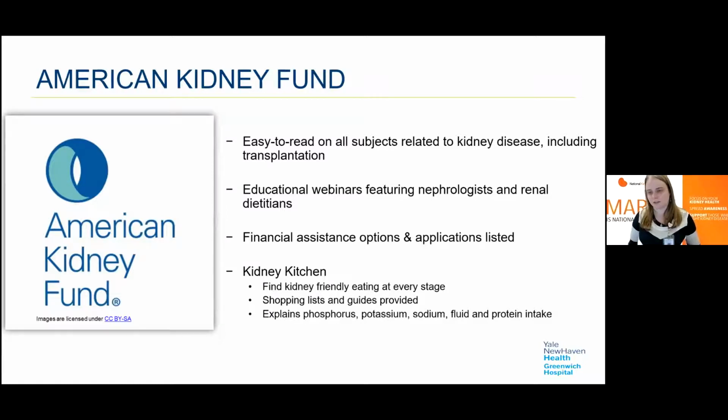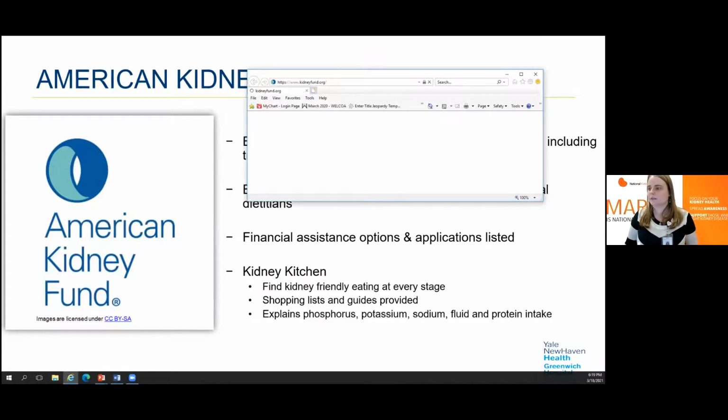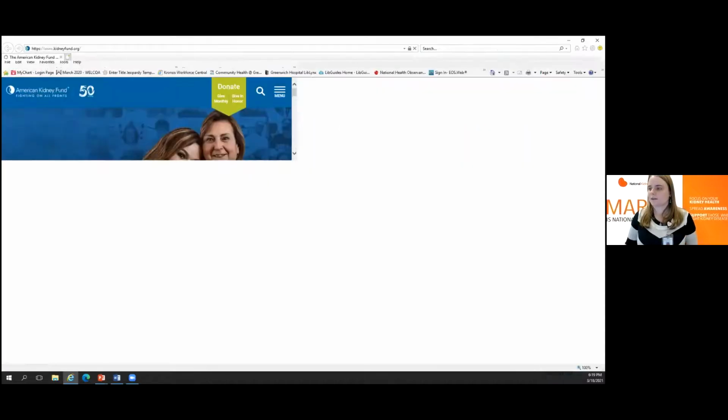where you can find kidney-friendly eating and recipes at every stage of kidney disease, shopping lists and guides provided, and it also explains in great detail what the intake of phosphorus, potassium, sodium, fluid, and protein should be. Of course, that should be discussed with your renal dietitian, but it's a good starting point and a place where you want to research on your own. So I'll just quickly show you how the website looks.